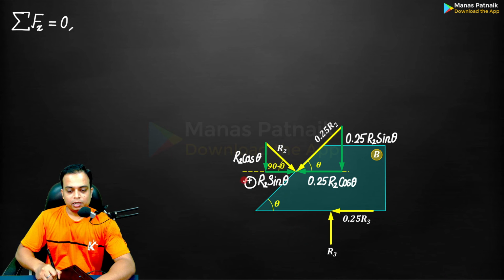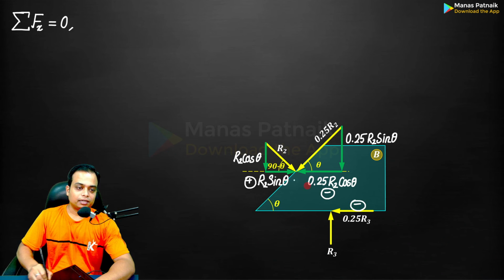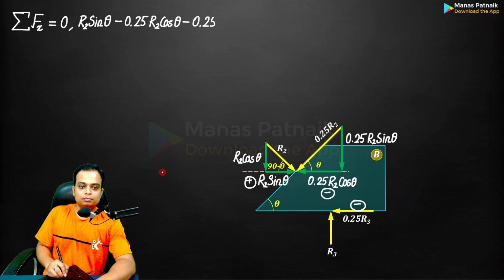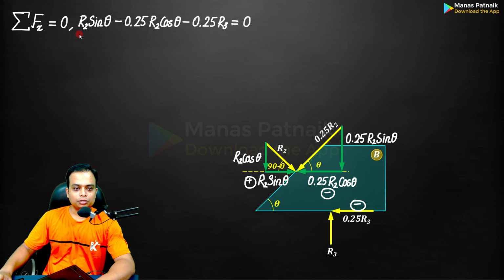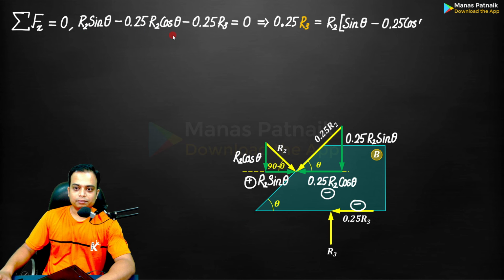This is positive R2 sin theta. This is negative 0.25 R2 cos theta. This is negative 0.25 R3. Let me write them down. Done. Simplify this. How, sir, you can take R2 as common? Sin theta minus 0.25 cos theta. Okay, so this is what you get.